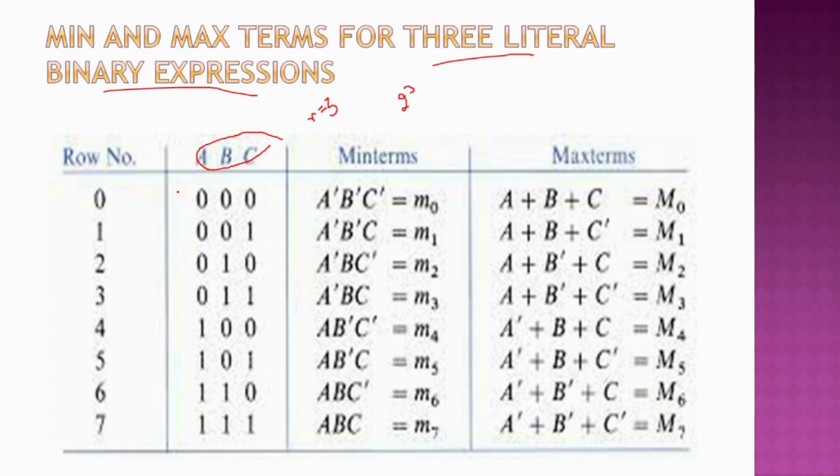First is A. You need to fill the first column with four 0s and four 1s. The second column is filled with 0 0 1 1, two 0s and two 1s. Okay. And the final column is filled with 0 1 0 1.